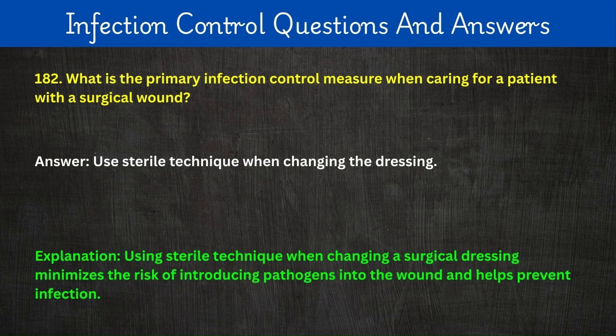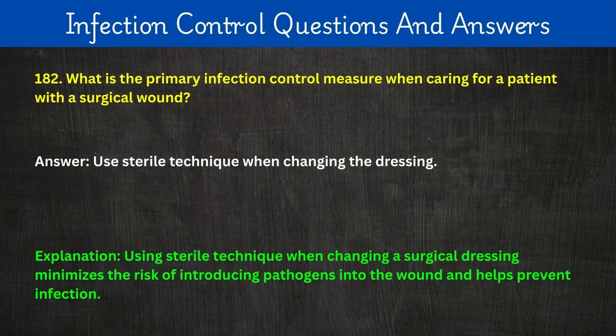182. What is the primary infection control measure when caring for a patient with a surgical wound? Answer: use sterile technique when changing the dressing. Explanation: using sterile technique when changing a surgical dressing minimizes the risk of introducing pathogens into the wound and helps prevent infection.